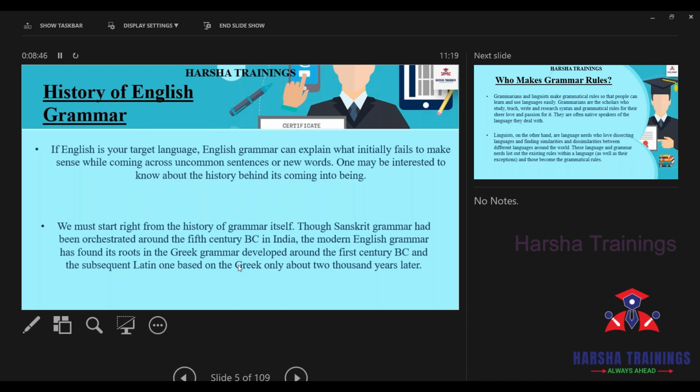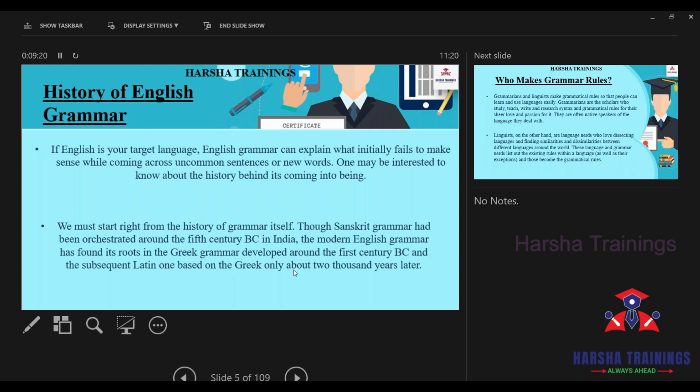I will not take any history class here. Right? In brief. Okay? So we know that Sanskrit is our basic language in India, at least. Right? So Sanskrit grammar, when did it originate? Very long ago, around 5th century BC, thousands of years ago, right? But the English grammar that we are learning, the modern English grammar, the roots are from the Greek language, Greek grammar.